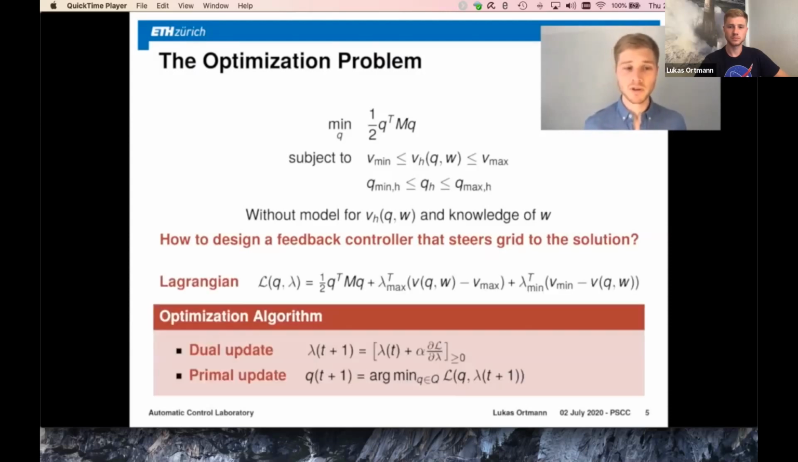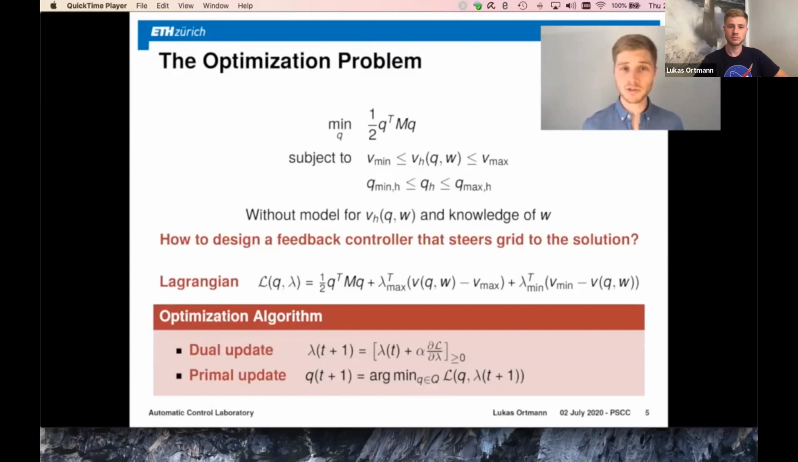and that's what I'm going to explain next. So first, we're going to start with an optimization algorithm. To do that, we're going to define a Lagrangian. So we take the cost function that we have, and now we're going to add a dual multiplier lambda max and a dual multiplier lambda min. And with those, we're going to dualize the voltage constraints. And then we're going to have a dual update on these dual multipliers, and a primal update on our reactive power set points.